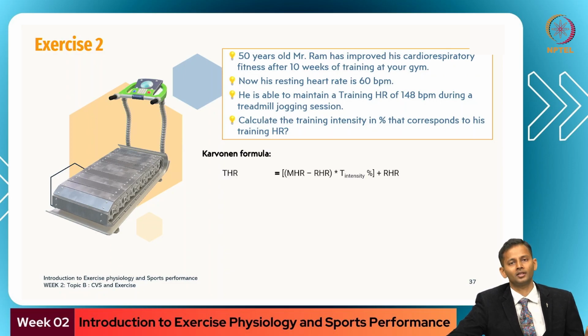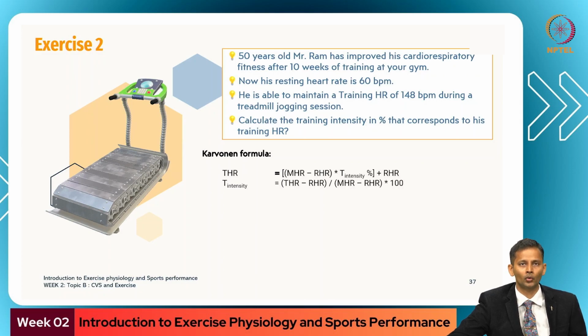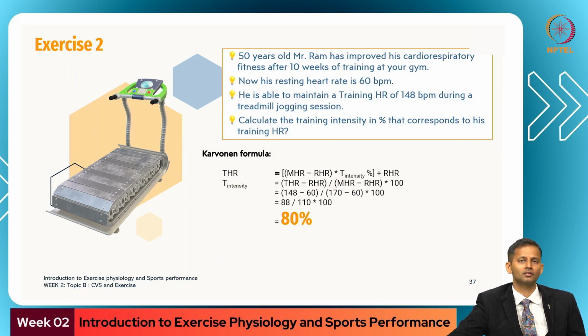So again, the reverse of Karvonen formula can be used. You just feed in whatever details you have. You have the maximum heart rate minus the resting heart rate. Maximum heart rate here would be 220 minus the age, and then you reduce 60, which is what you have. Thereafter you can also include the training heart rate, that is 148. So that will give you the intensity, that is 80%.